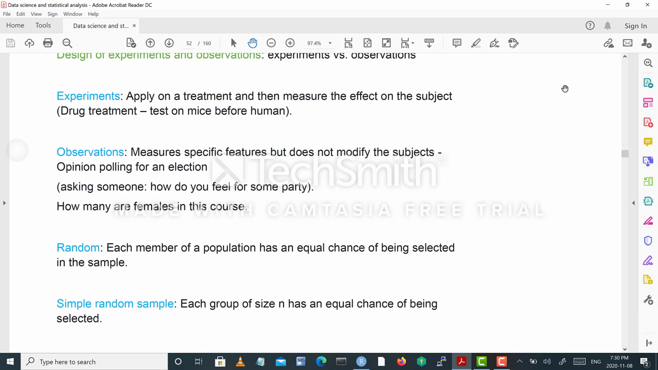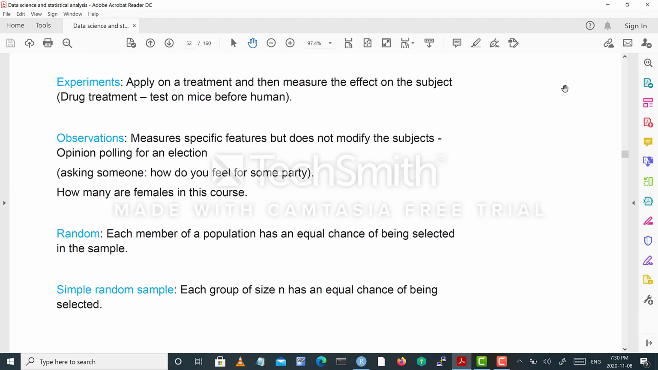Observations measure specific features but do not modify the subject. For example, opinion polling for an election, asking someone how do you feel about some party? How do you like a movie? How many are females in this course?